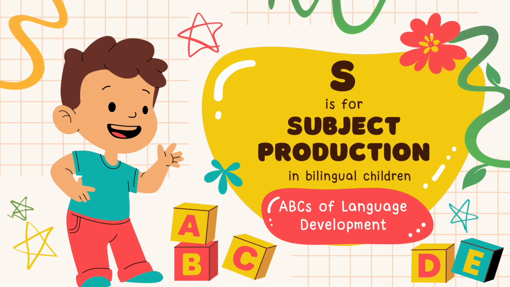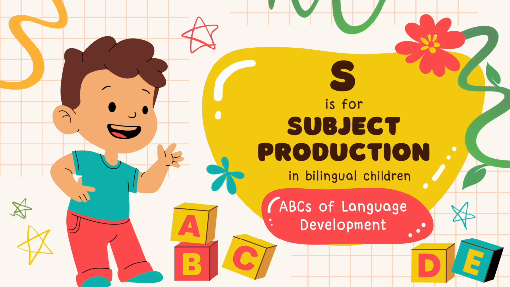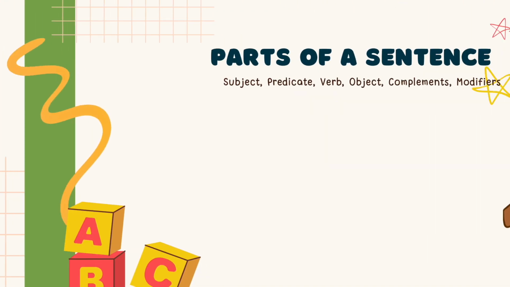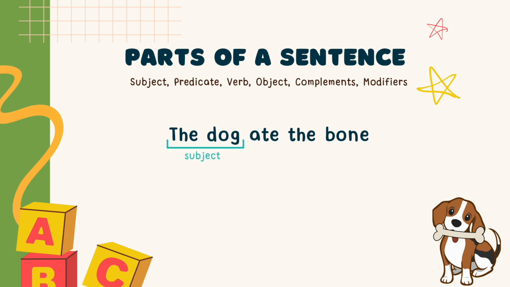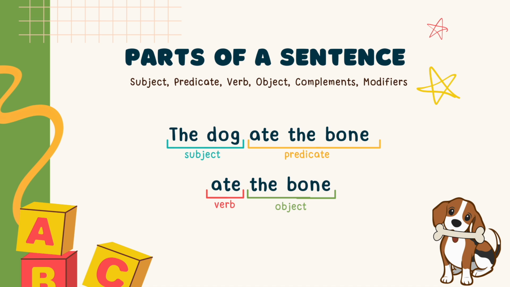S is for subject production in bilingual children. First, let's break down the different parts of a sentence, which include the subject, predicate, verb, object, complements, and modifiers. In the sentence, the dog ate the bone, the dog is a subject, and ate the bone is the predicate. Within the predicate, ate is the verb, and the bone is the object.